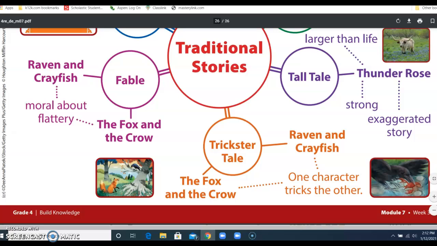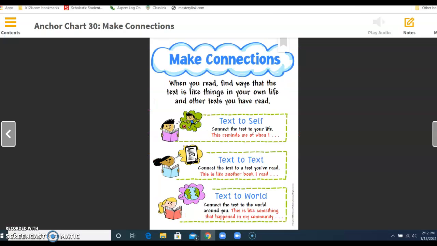Now, after you've checked that page, we're going to move over to making connections. This is a new anchor chart. You might have seen this anchor chart before, but even if you have, we're just going to review it today because today is like a review of the module again.